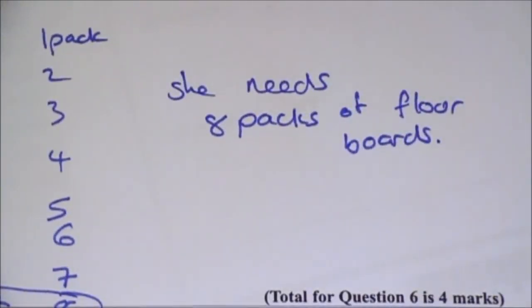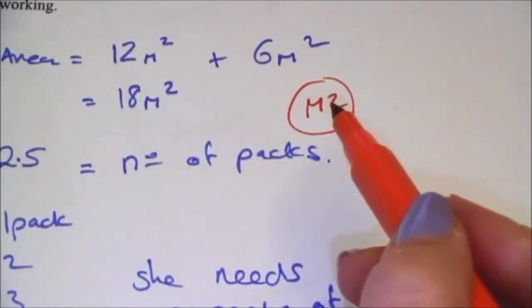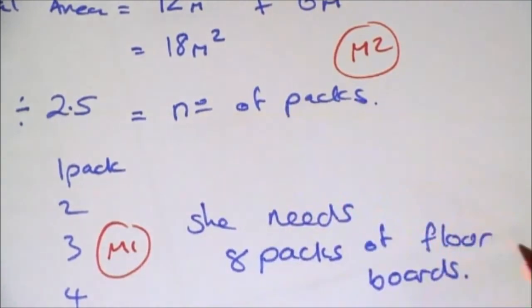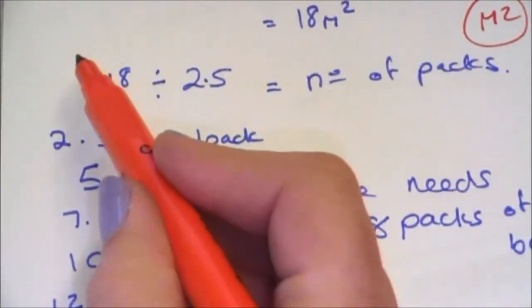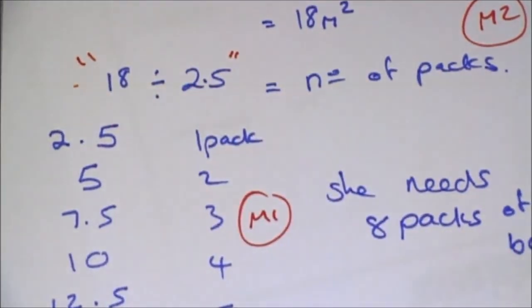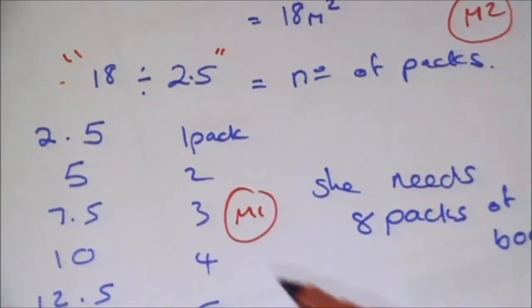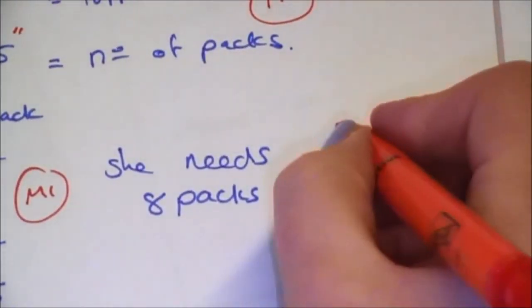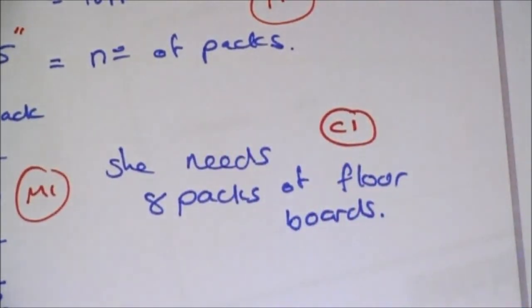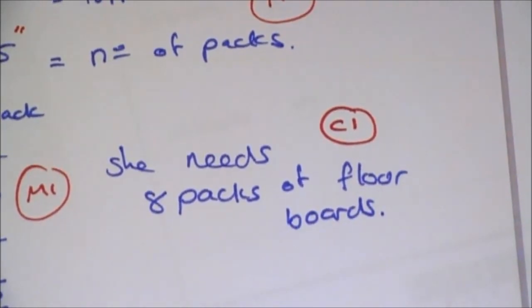I mean floorboards. So I got 2 marks up there for the area. This is a 4-mark question. I get a method mark for showing that I know I needed to find how many of those 2.5s go into 18. So that was my 3rd mark. My 4th mark is a communication mark, and that's for clearly stating the answer to the question, which is that she needs to buy 8 packs of floorboards.